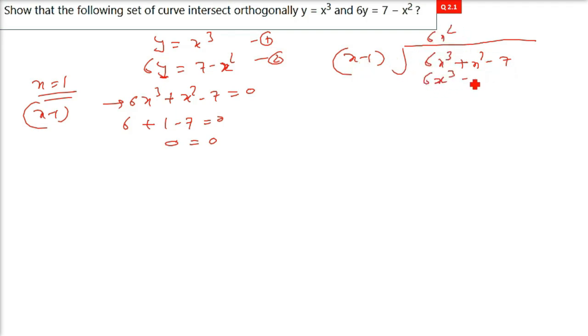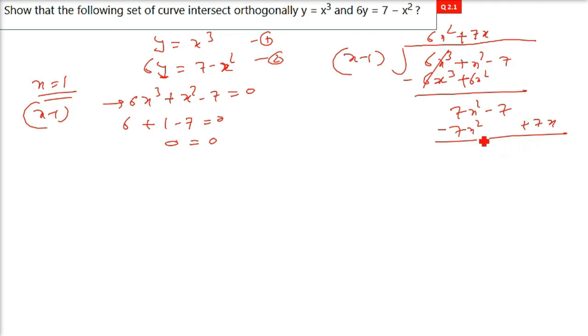So multiply x minus 1 by 6x square, you'll get 6x cube minus 6x square. Now you can just change the sign and write the value because you are subtracting eventually. So we'll get 7x square minus 7. Now you want 7x square here, so you have to have a plus 7x here. So you get 7x square minus 7x. Now just subtract these. 7x square minus 7x square is 0. You get 7x minus 7, because the signs will be changed of the lower equation. Now you need plus 7x, so you have to multiply x minus 1 by 7, which will be 7x minus 7. You can just change the sign, cancel it out, you'll get a 0. So you have the other factor as 6x square plus 7x plus 7.